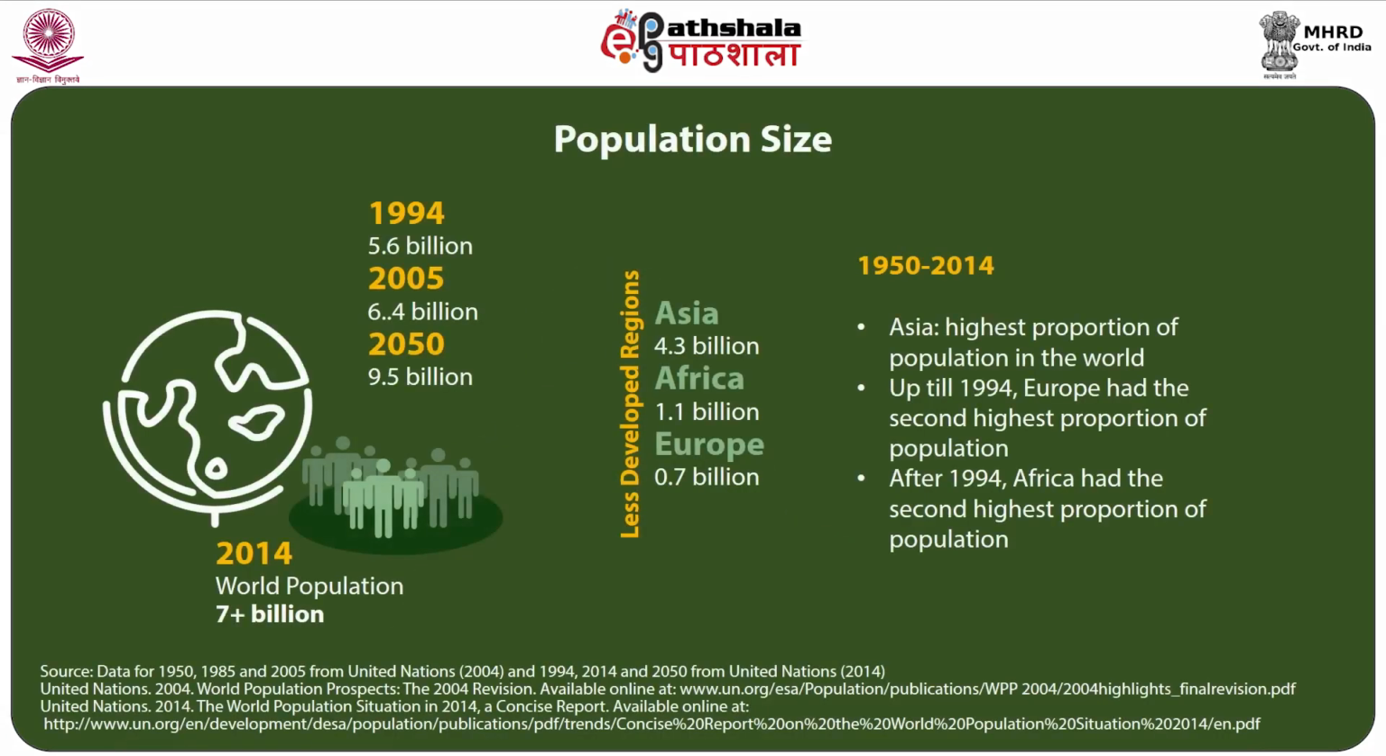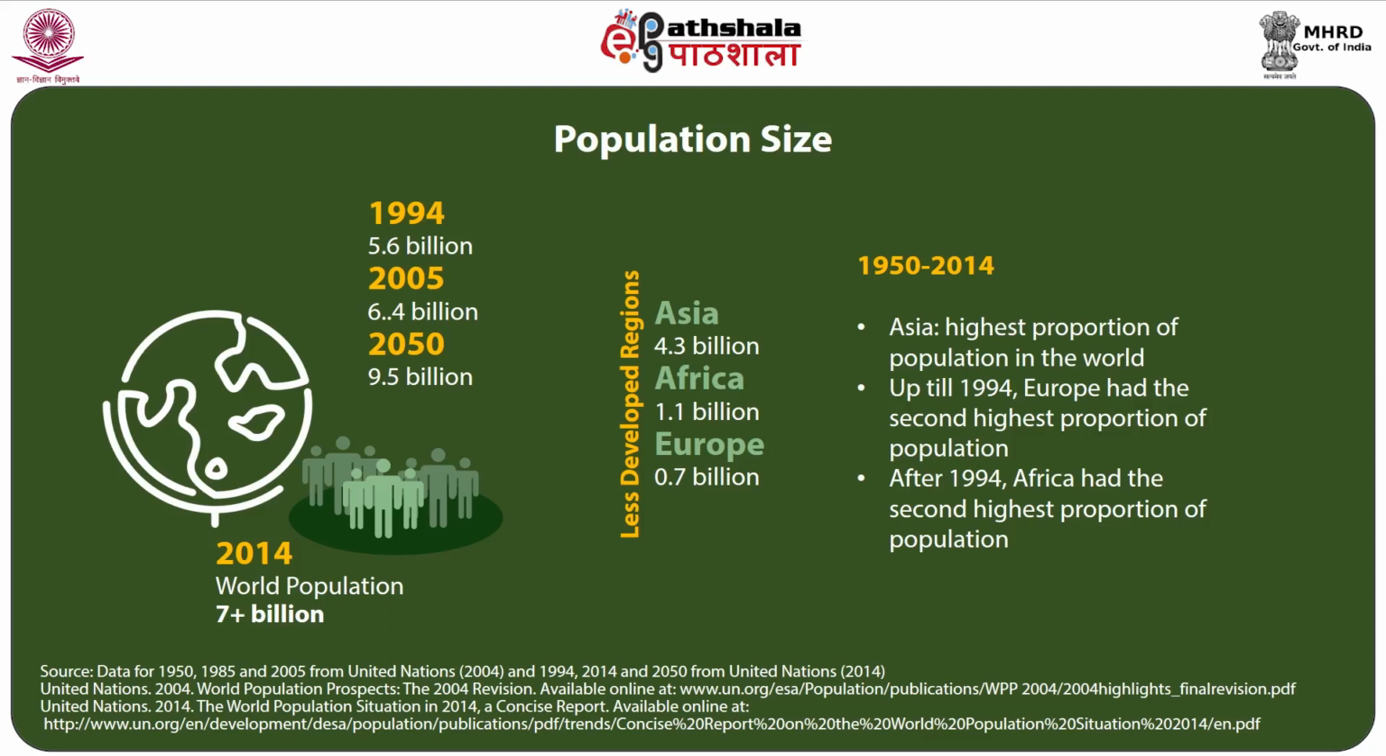If you look at the global level, in 1994 the total population of the world was 5.6 billion, and it rose to 6.4 billion in 2005. It is expected to be 9.5 billion in 2050, and at the current level it is about 7+ billion in the world. If we focus continent-wise, the highest proportion of the population is in the Asian region.